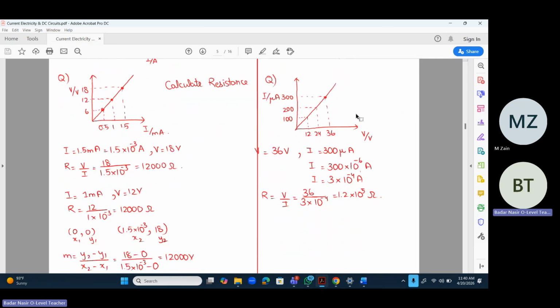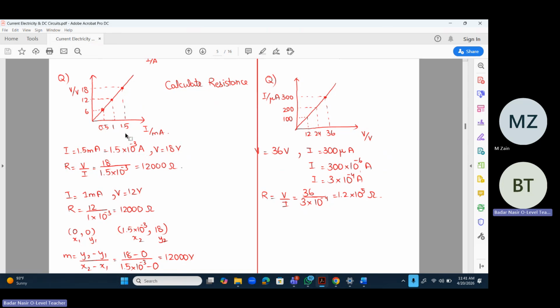Then we have a graph and values are given to us. So we can directly find out the resistance. V over I: voltage is 18, current is 1.5 milliamperes. So you'll have to multiply it with 10 to the power minus 2.